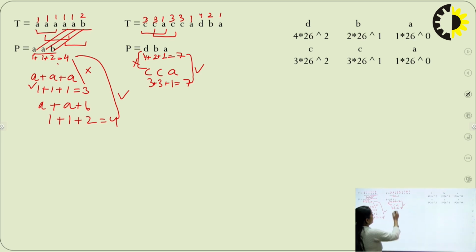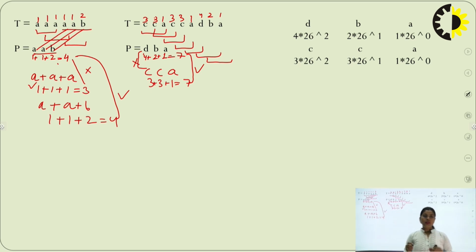That means after getting so many spurious hits, a spurious hit, then again a spurious hit, again and again, after 1, 2, 3, 4, 5, 6, 7 spurious hits, finally we get our actual string match. So this is the main issue if we take a very simple hash value.